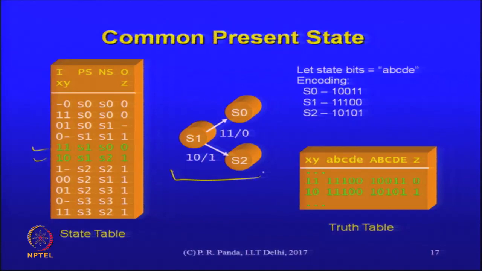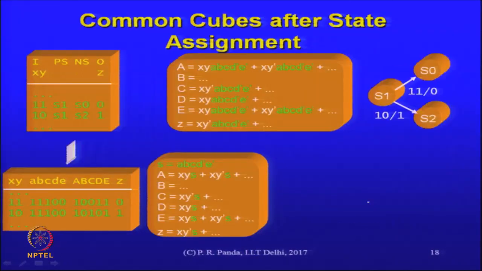For that example encoding, the corresponding truth table rows will be something like this. S1 is encoded into this, S0 is encoded here, S2 is encoded here. That is the encoding. What optimization possibilities do we see there? Let us go through the same process of generating the Boolean expressions. From this I again construct the expressions for A, B, C, D, E, Z, all of these.